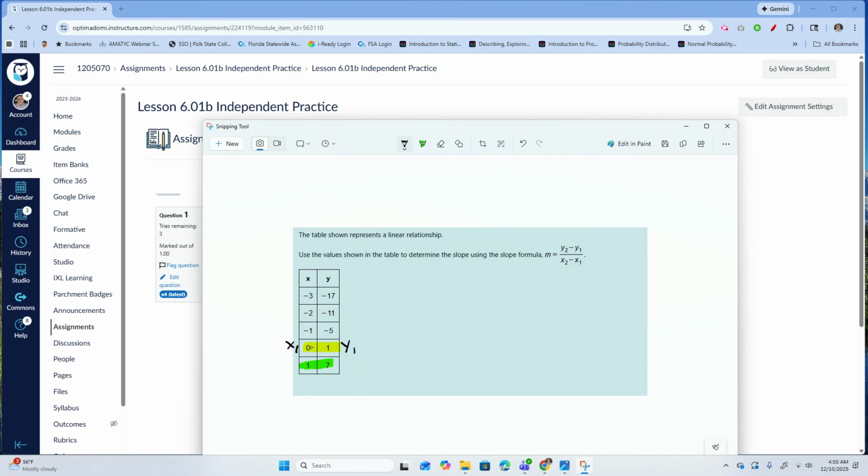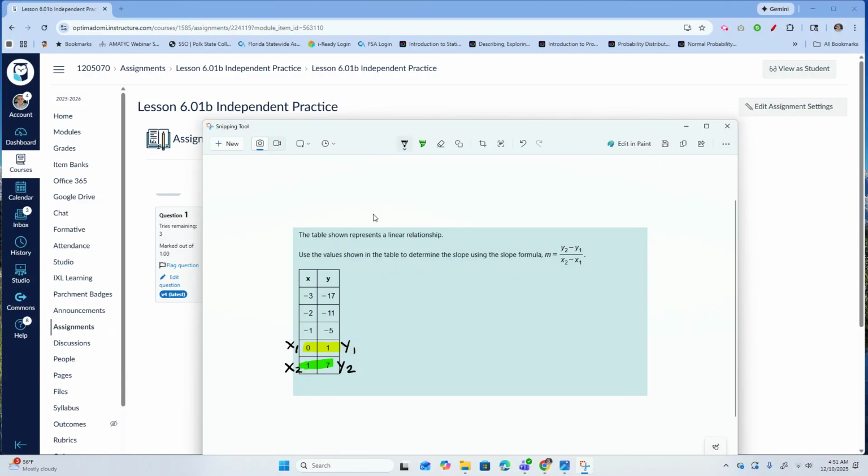0 is going to be your X1. 0 is in the X column. That means 0 is my first X, and 1 comes from the Y column, so it is my first Y value. Then the second row you chose, you're going to label as X2 and Y2. The 1 in green is my second X, because it comes from the X column, and 7 is my second Y, which comes from the Y column.